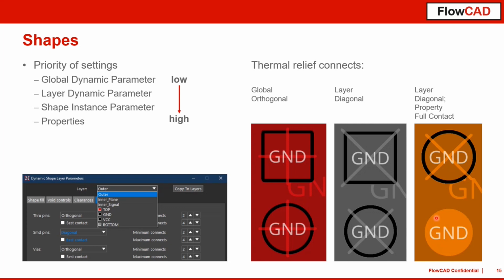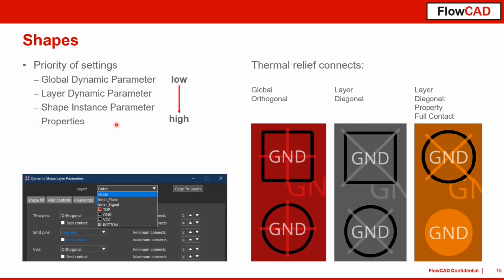Good. So then, since this has been enhanced in the meantime by the layer dynamic parameter, let us talk a little bit about the priority of the settings for the shapes. So I'm pretty sure most of you guys already know you have the global dynamic parameters, which is the lowest priority in setting up some things like the thermal reliefs. And then we have in the meantime now the layer dynamic parameters, so for individual layers or also for layer groups here. And then for sure, shape instance parameter is also possible.